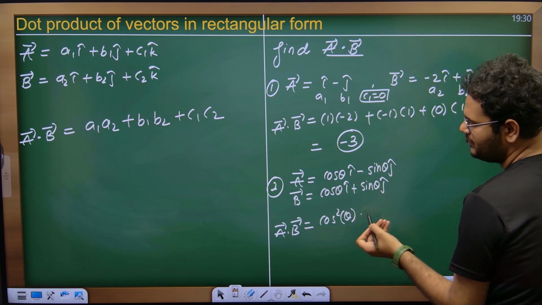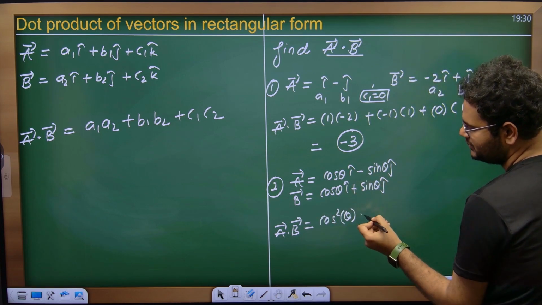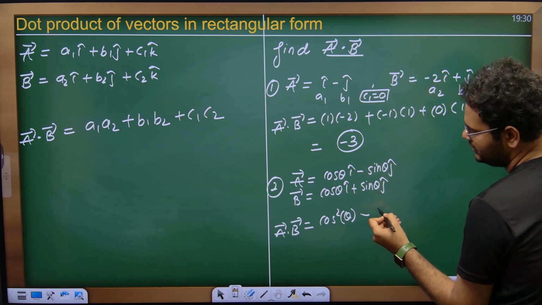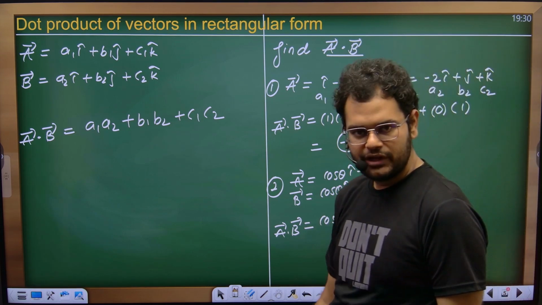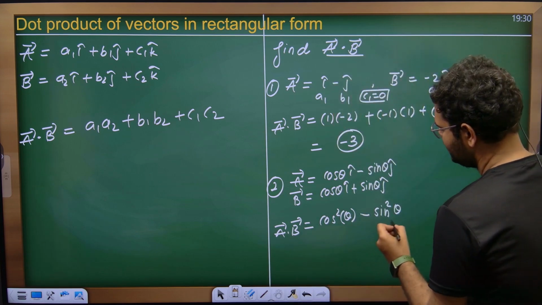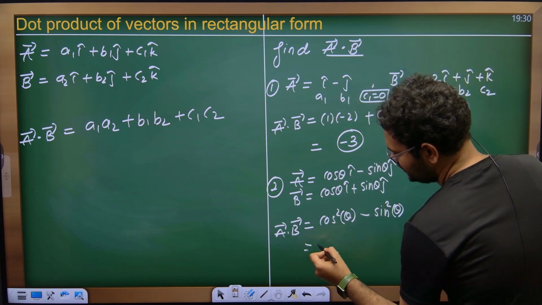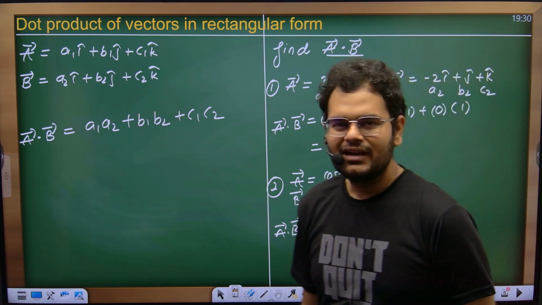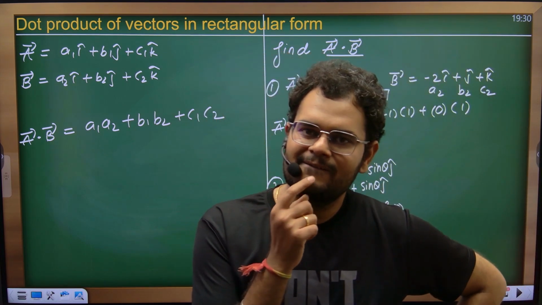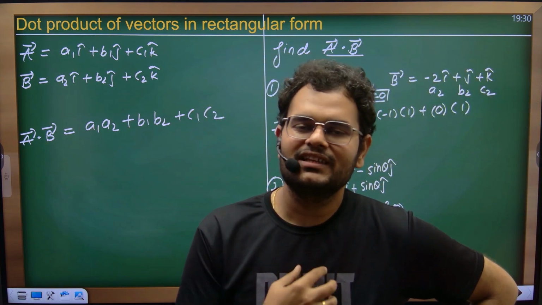And this is minus. Why minus? Because here it is minus. Minus into plus is minus, and into sin theta is what? Sin square theta. Are you getting it? What is cos square theta minus sin square theta, by the way? It is equal to cos 2 theta. Yes or no? Can you tell me another formula for cos 2 theta?